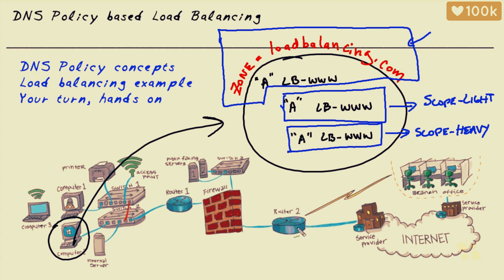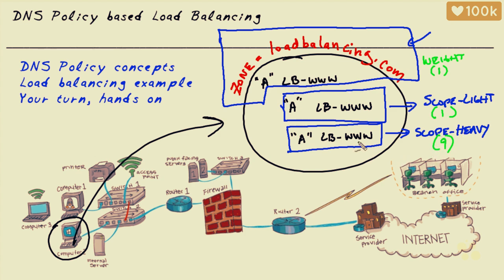And in our policy, we could assign weights. For example, we could assign a weight value to the default scope in our loadbalancing.com zone. We could assign that one a weight of 1. And for scope-light, we could assign that scope a weight of 1. And for scope-heavy, maybe we give it a weight of 9. So once we create the scopes, put those records in those scopes, and then apply that DNS policy, the DNS server is going to respond with those records based on policy.